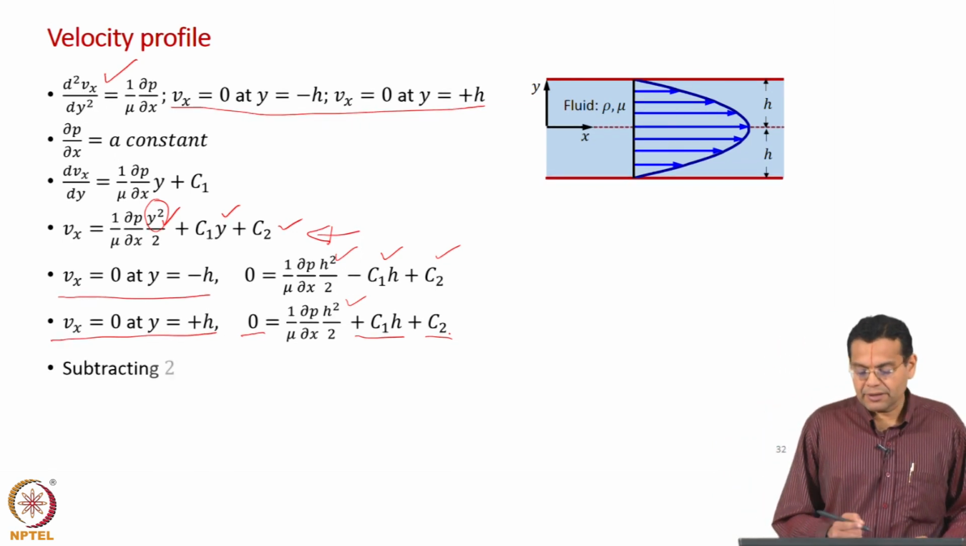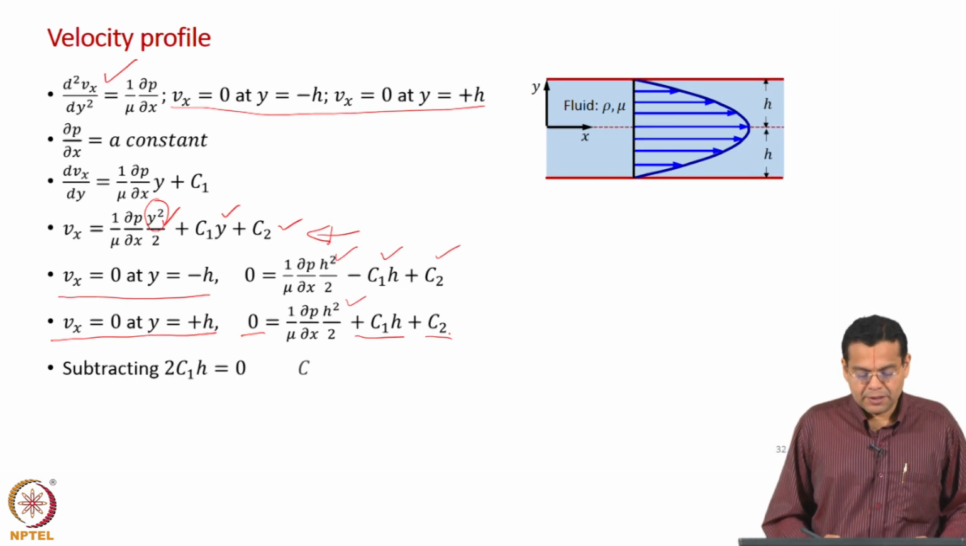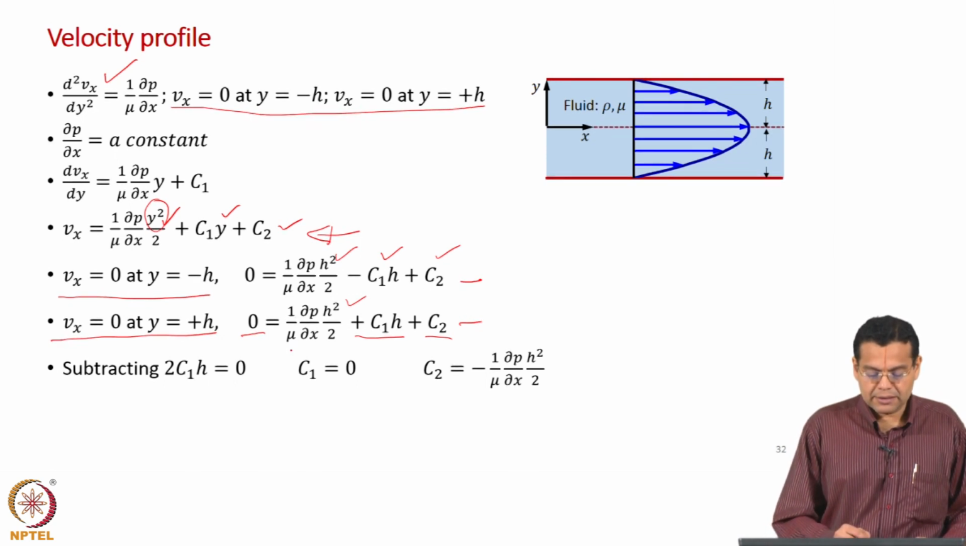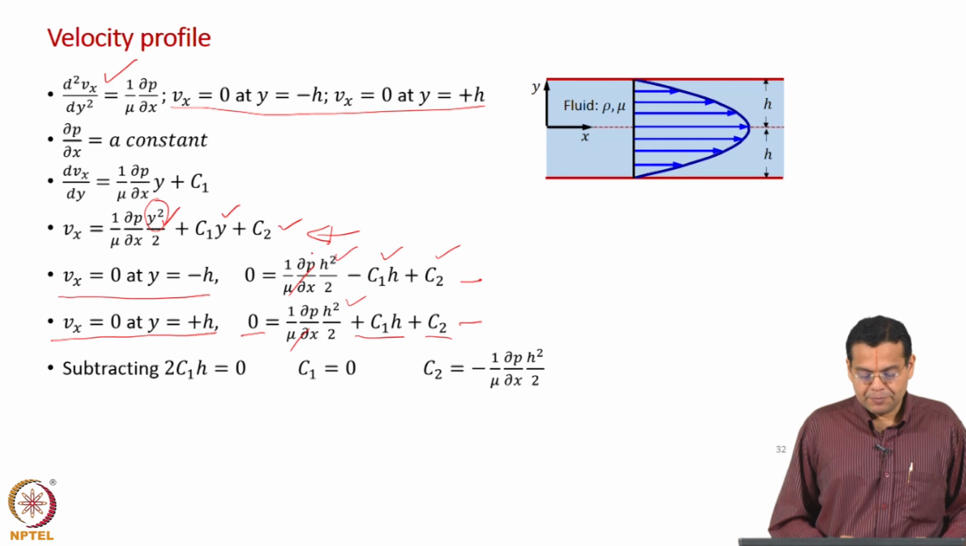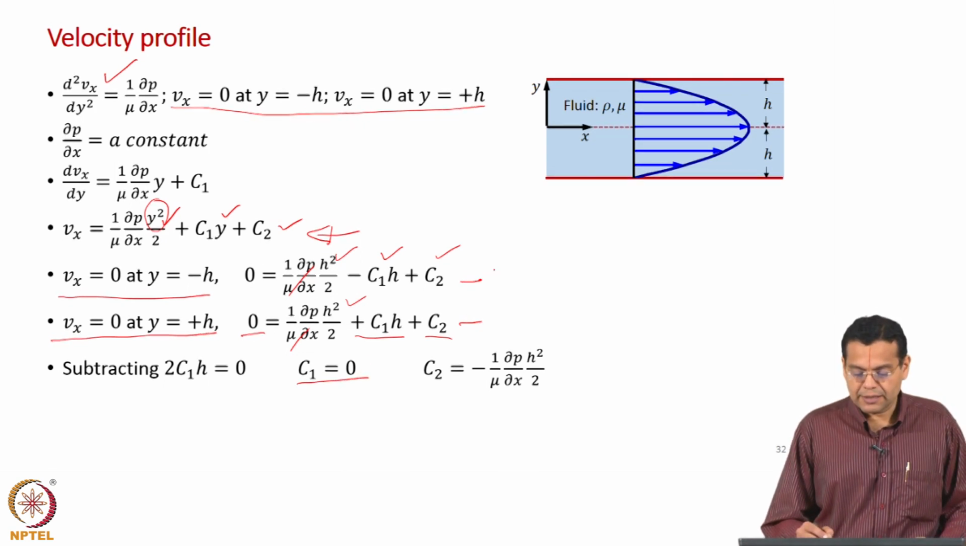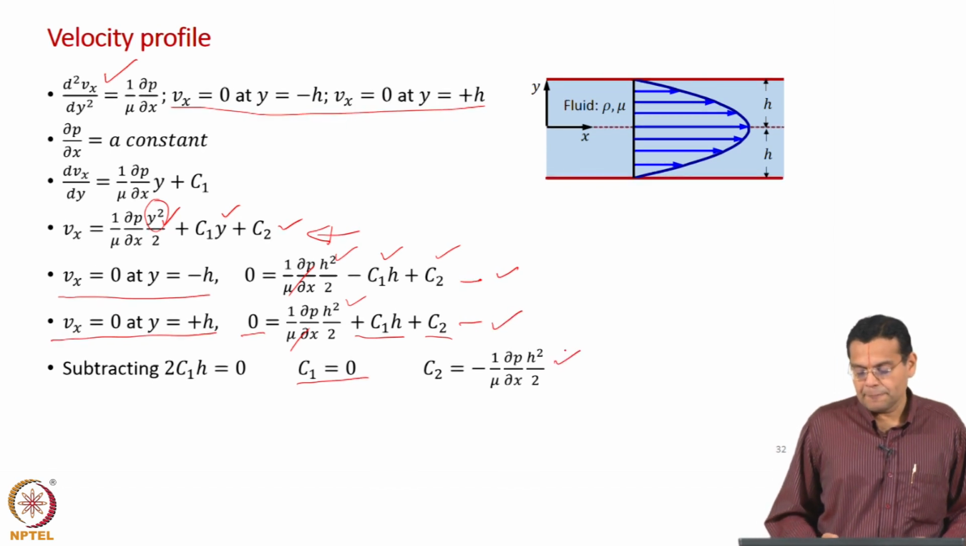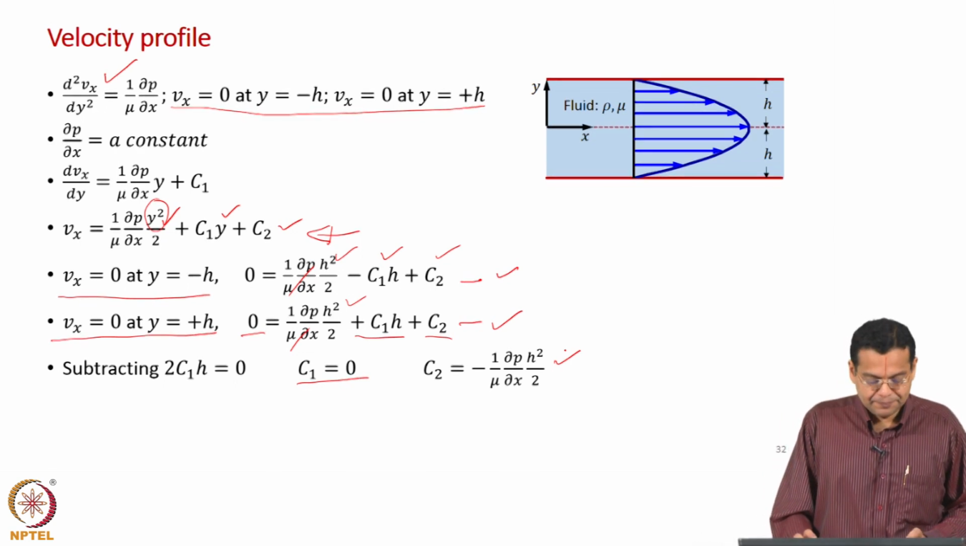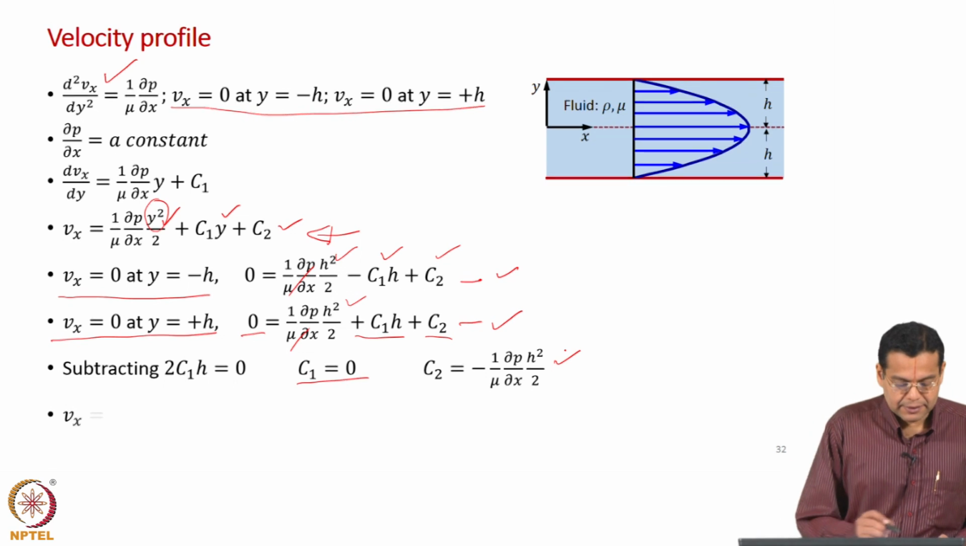So, let us subtract, we will have to eliminate one of the constants. If you subtract, we will eliminate C2, and if you subtract this equation from this equation, you will have 2 C1 h, and these terms will cancel, which means C1 is equal to 0. And if you substitute either in this equation or in this equation, you will find out C2 as minus (1/μ)(∂p/∂x) h squared by 2.